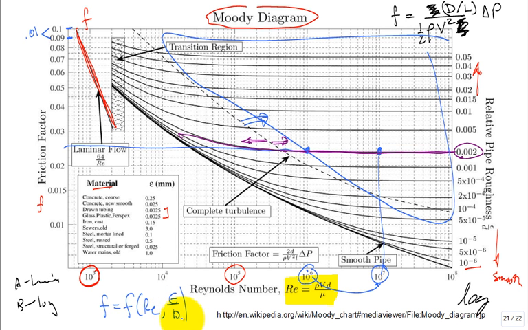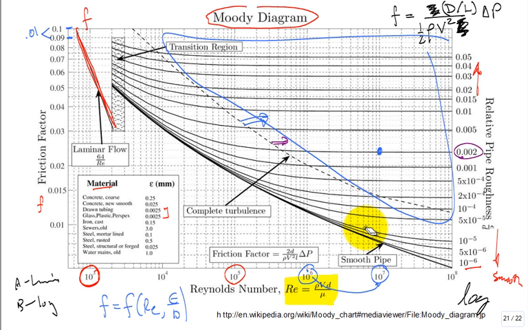True? In this region, it truly is a function of both the Reynolds number and the relative roughness. But to the right of that dashed line, in the fully turbulent or fully rough region, it's only a function of the relative roughness. It's not a function of the Reynolds number. This is a very important chart.